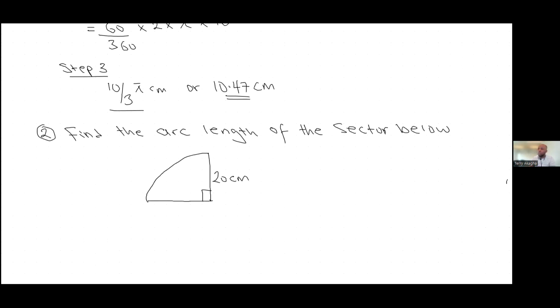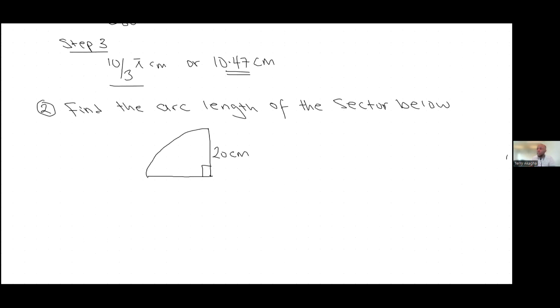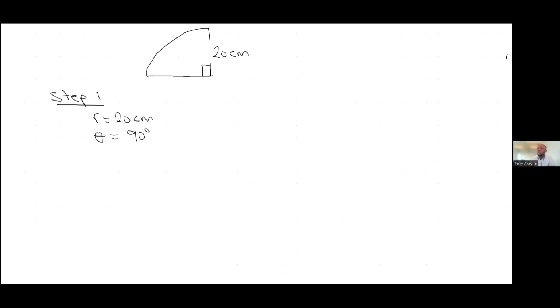How do you go about it? Step one, we need to identify the radius or the diameter. The radius here, clearly stated, is 20 centimeters. Now, what's the angle here? What will be the theta? Because it's a right angle sign, it's going to be 90 what? Degrees. Now, because that is 90 degrees, we can go straight and substitute it in the formula.